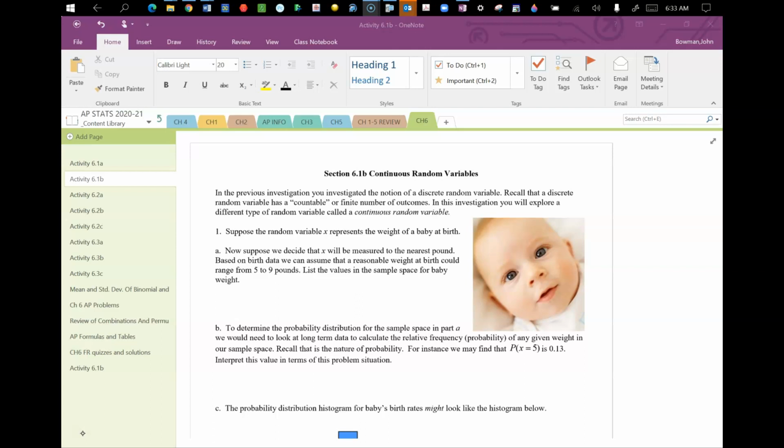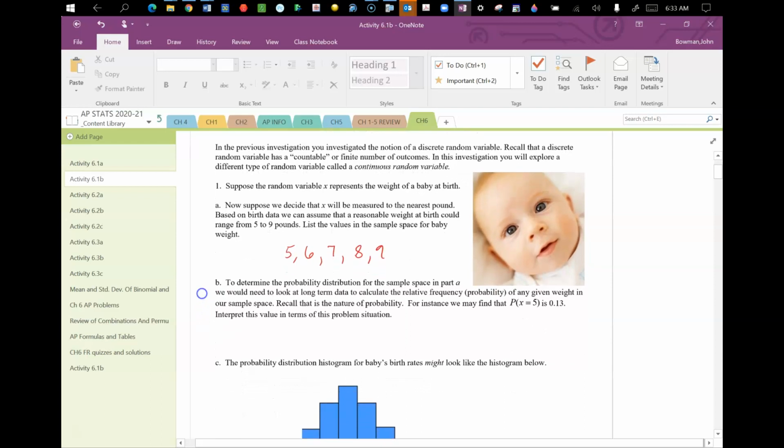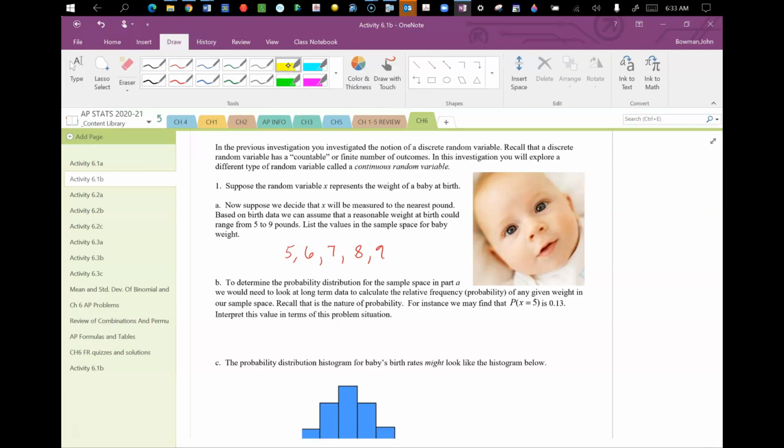So let's say the random variable represents the weight of a baby to the nearest pound, and we know from our data set that the range of weights could be from 5 to 9 pounds. So the values in that sample space could be 5, 6, 7, 8, and 9. And based on our data, there would be a certain probability associated with each of those outcomes. So it's possible, for example, that the probability that a baby weighs 5 pounds is 13%.